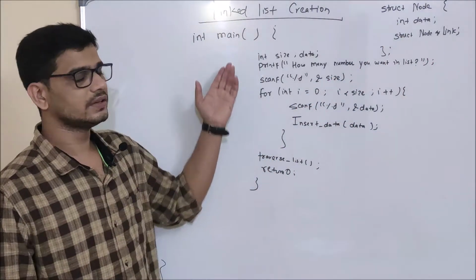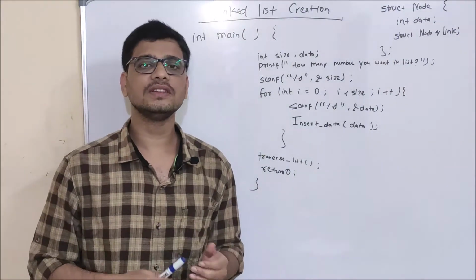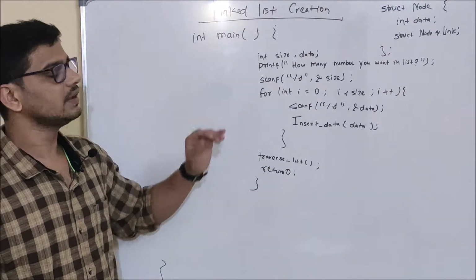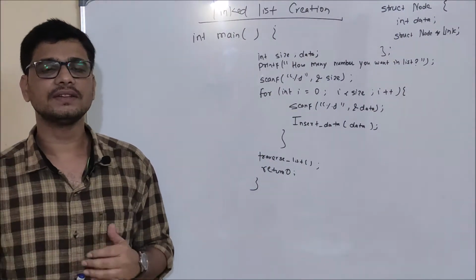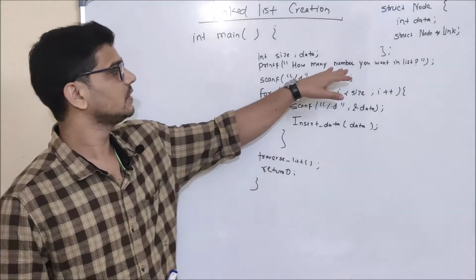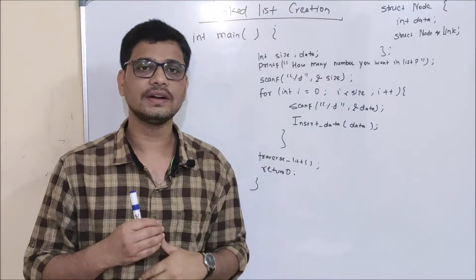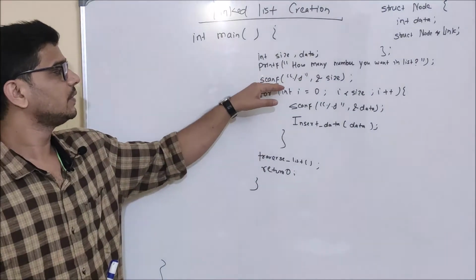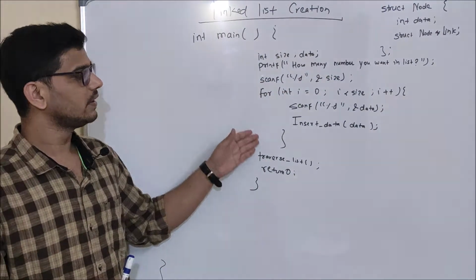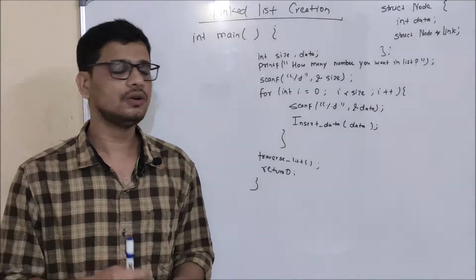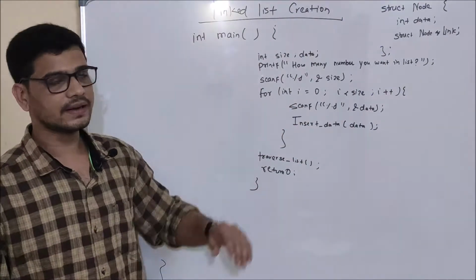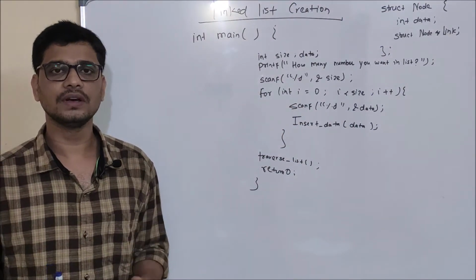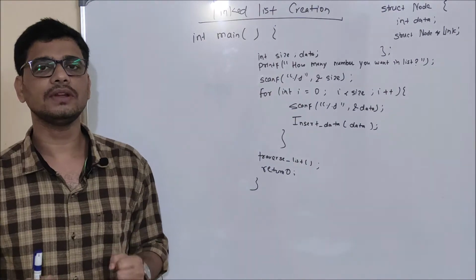Now as you can see here, this is our main function, and what we are doing in this main function, first of all we are taking input from user, that what is the size of linked list. Okay, that is basically how many numbers you want to insert in this list. And then I am taking that input, and then I am running a for loop. And what I am doing in this for loop, first of all I am scanning that data, that is I am taking from user that what is the number he wants to enter in this list.